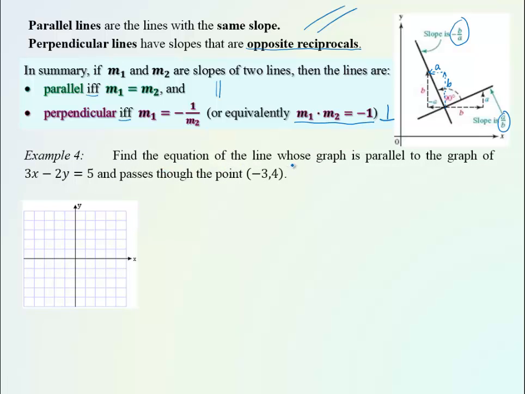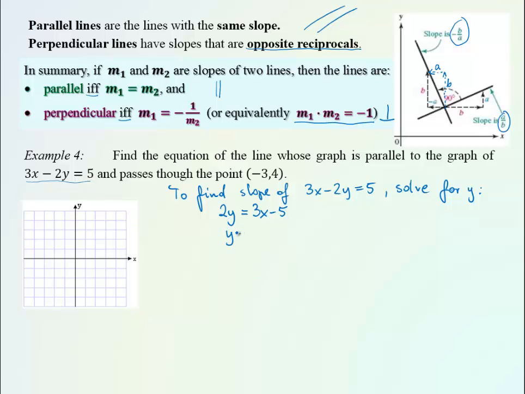Okay, so find the equation of the line whose graph is parallel to the graph of the given equation and passes through the given point. So if I want the equation of a line that is parallel to the given one, I need to know the slope of the given line. To find the slope of 3x minus 2y equals 5, solve for y. So we're solving for y. If you bring the 2y to the right and 5 to the left, you can see your equation in that form. Then divide by 2 and we have 3/2 x minus 5/2.